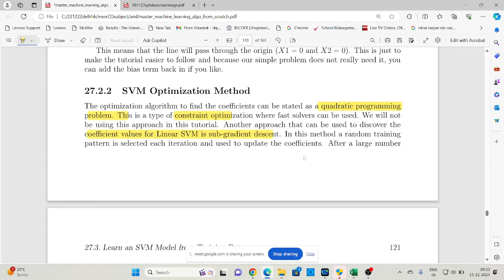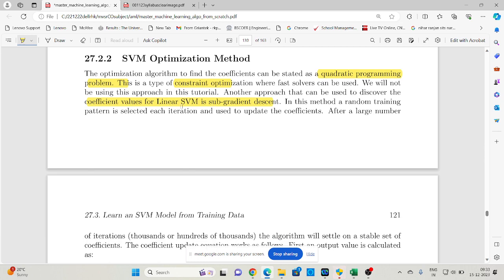Now, finding these coefficients is called a quadratic programming problem. It is a constraint optimization problem. To find coefficients, you can also use subgradient descent.